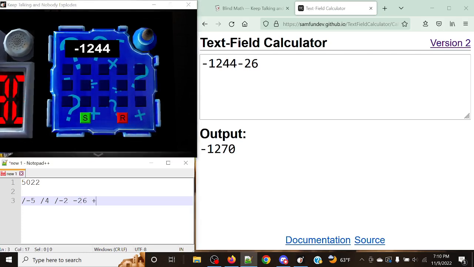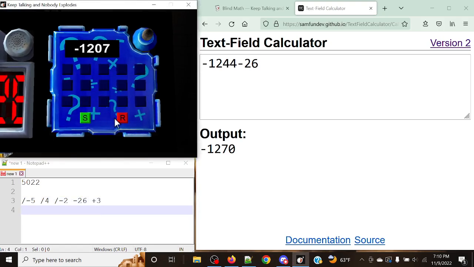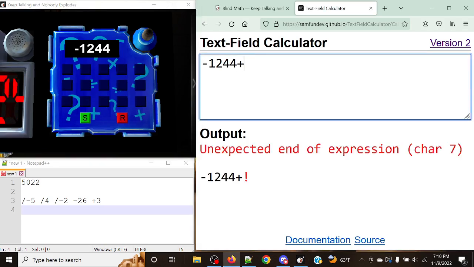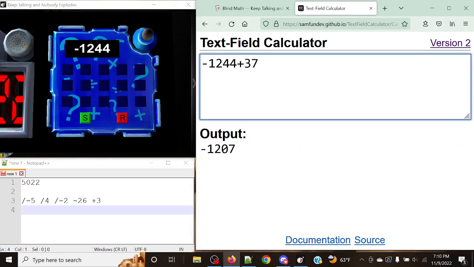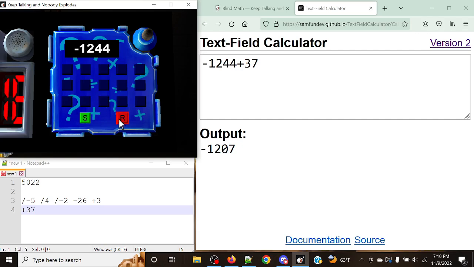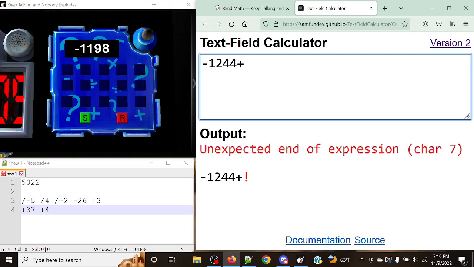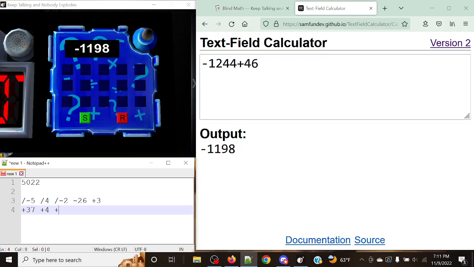Add 3. Adding 37. Yes, 37. Adding 4. Adding something really big here. I believe 46. Yes. Okay.